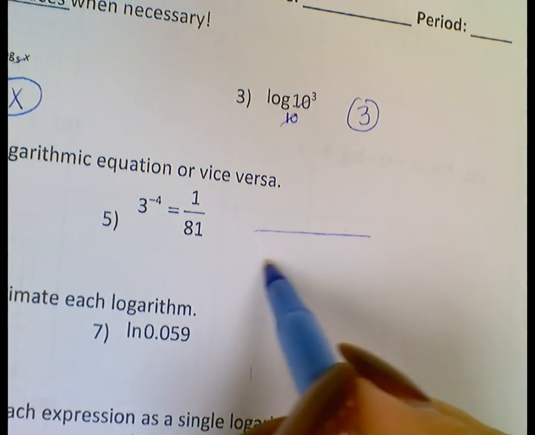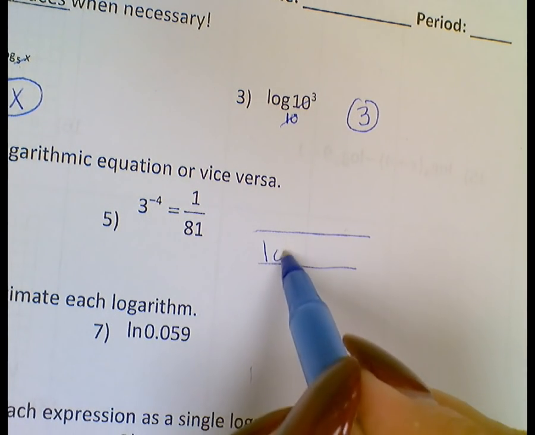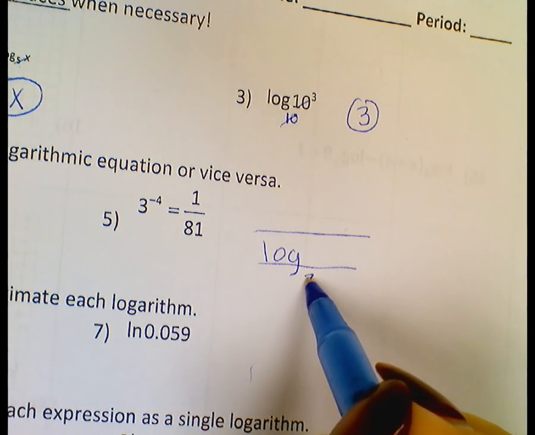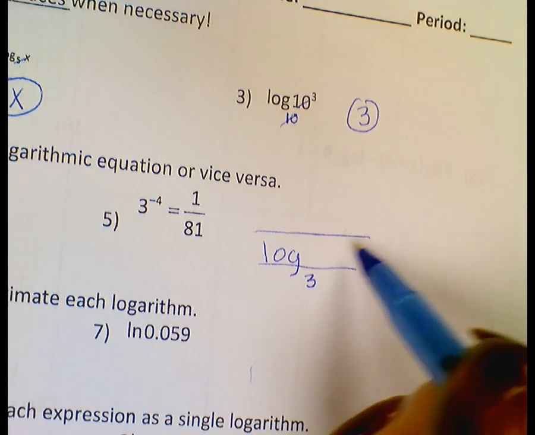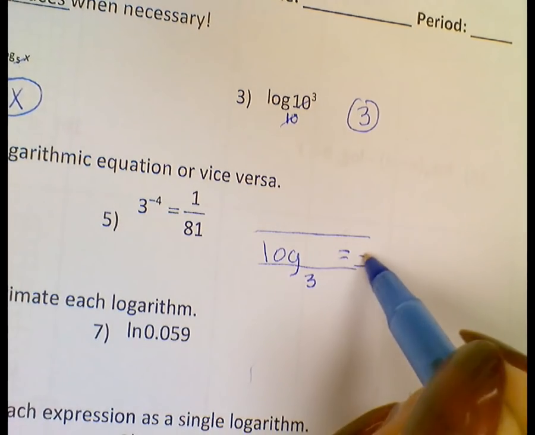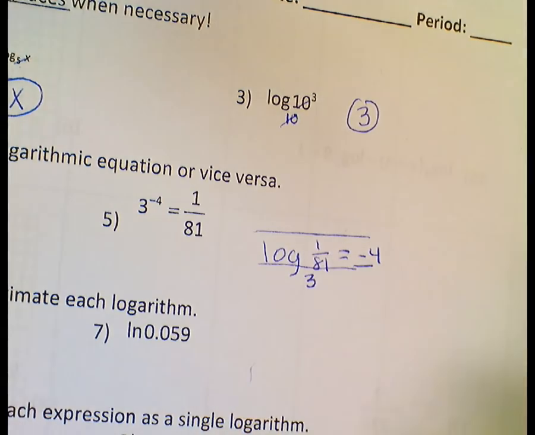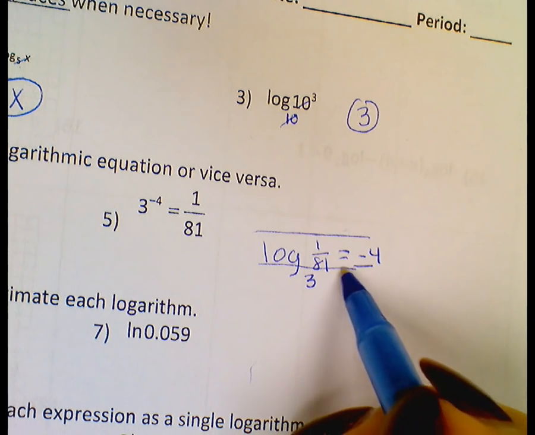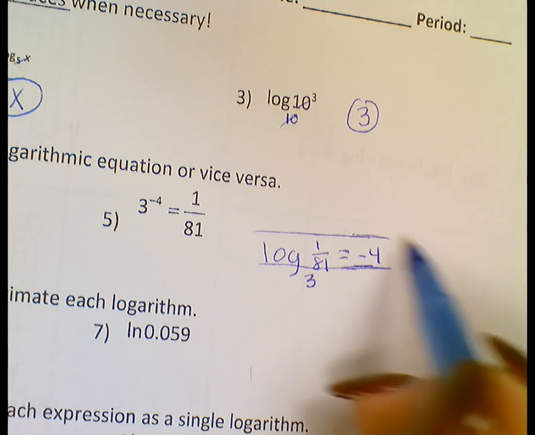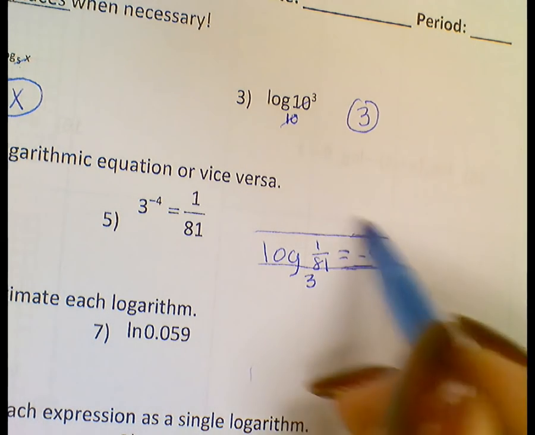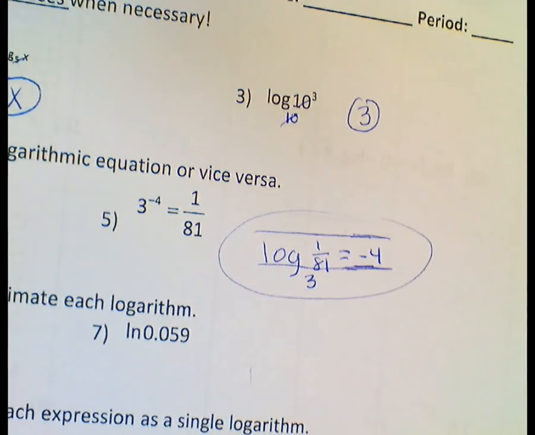On this one, again, if you had lined paper, you would write log base 3, that goes down low, equals the exponent, and then the 1 over 81 goes right next to log. Equals -4. That's how you write it.